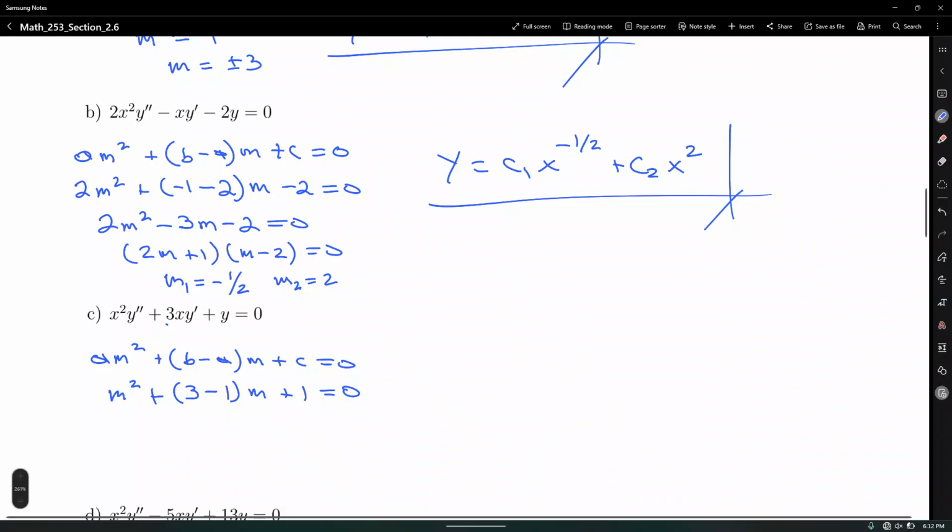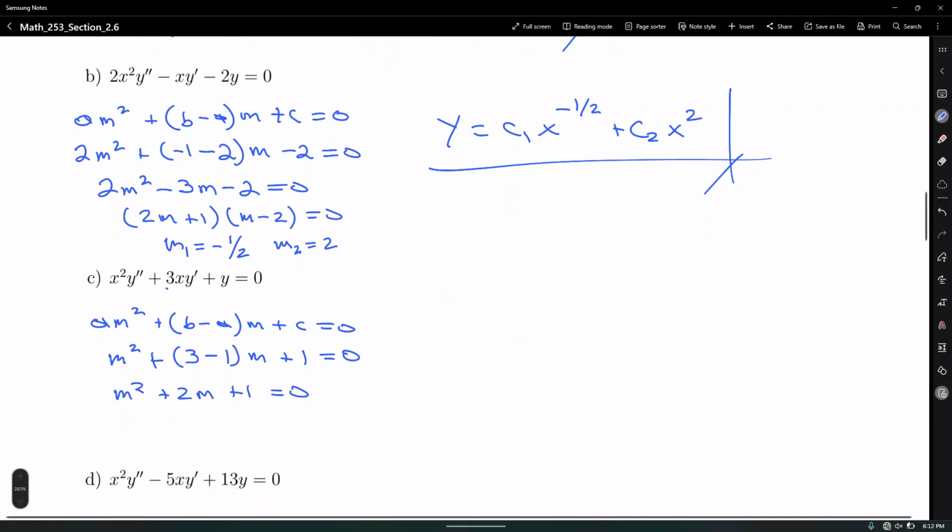So what do we have? m squared plus 2m plus 1 equals 0. And what about factors of 1 that add up to 2? Actually, is that m plus 1 times itself? What do we have? A repeated solution, right? We have the repeated case. So m equals negative 1, repeated.